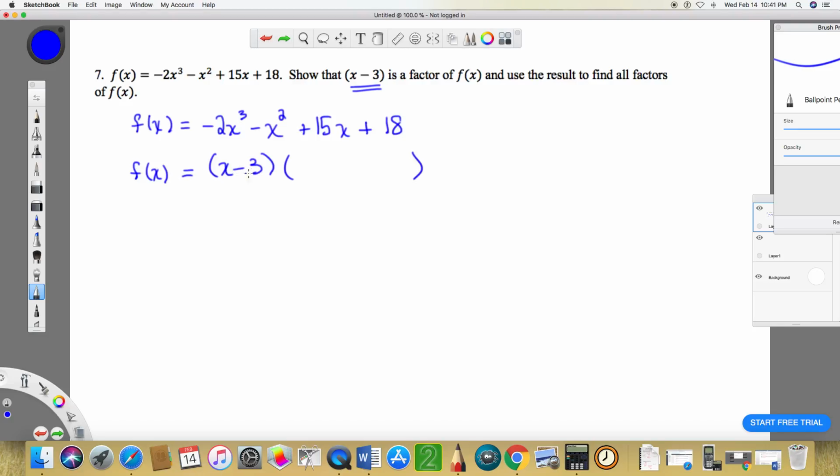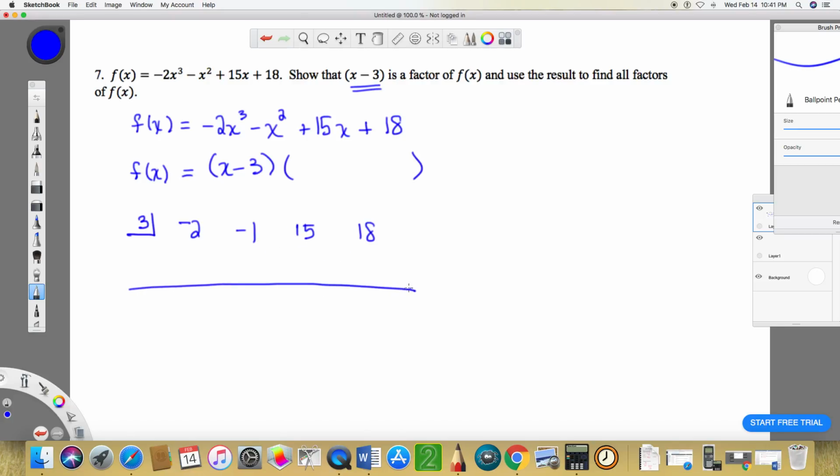So remember, in factored form, you want to change the sign and have a 3 here. Now, for this function, we want to make sure that the exponents are in descending order, and it looks like they are: 3, 2, 1, and a constant. No missing powers, so I don't have to put any zeros down here.